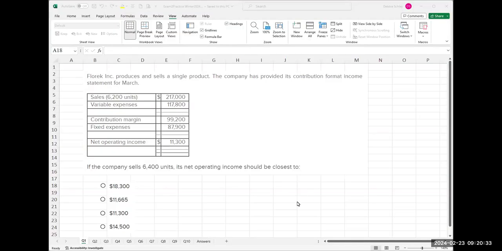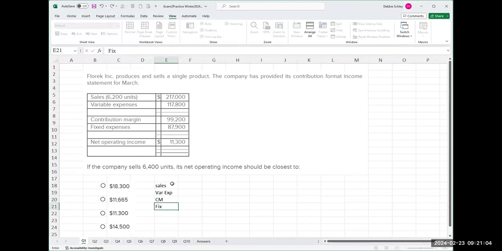This is going to be a walkthrough of the exam 2 practice. So question 1, Floric Incorporated produces and sells a single product. The company has provided its contribution format income statement for March. And this income statement is based on 6,200 units. So I'm going to put this information down here so I can reference it. Okay, and this is going to be for 6,200 units.